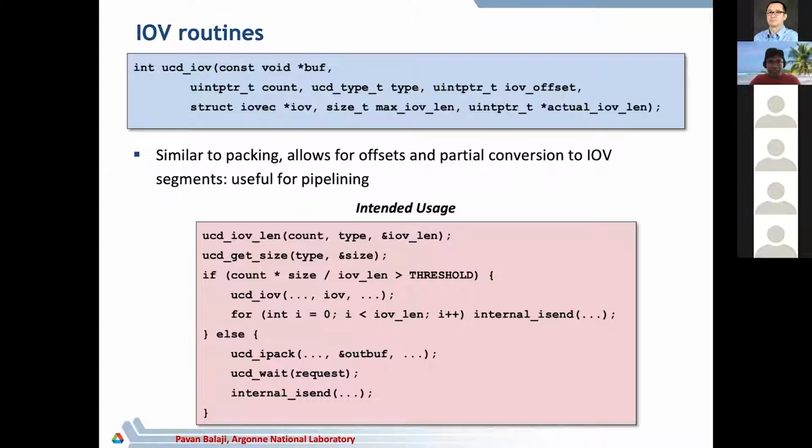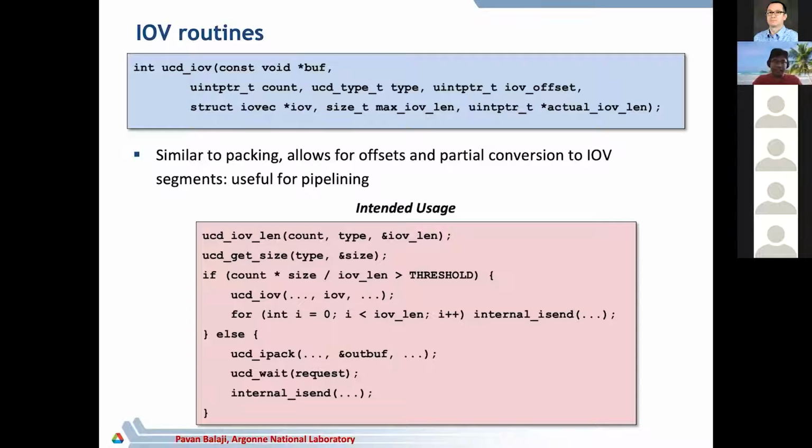You check the IOV length of your data type. You get the average length of the contiguous chunks. If that average length is more than some threshold, you would convert it to an IOV and issue each IOV operation separately. If it is less than the threshold, you will pack the data and then do a single send for all of the packed data. So something like that is the intended usage.